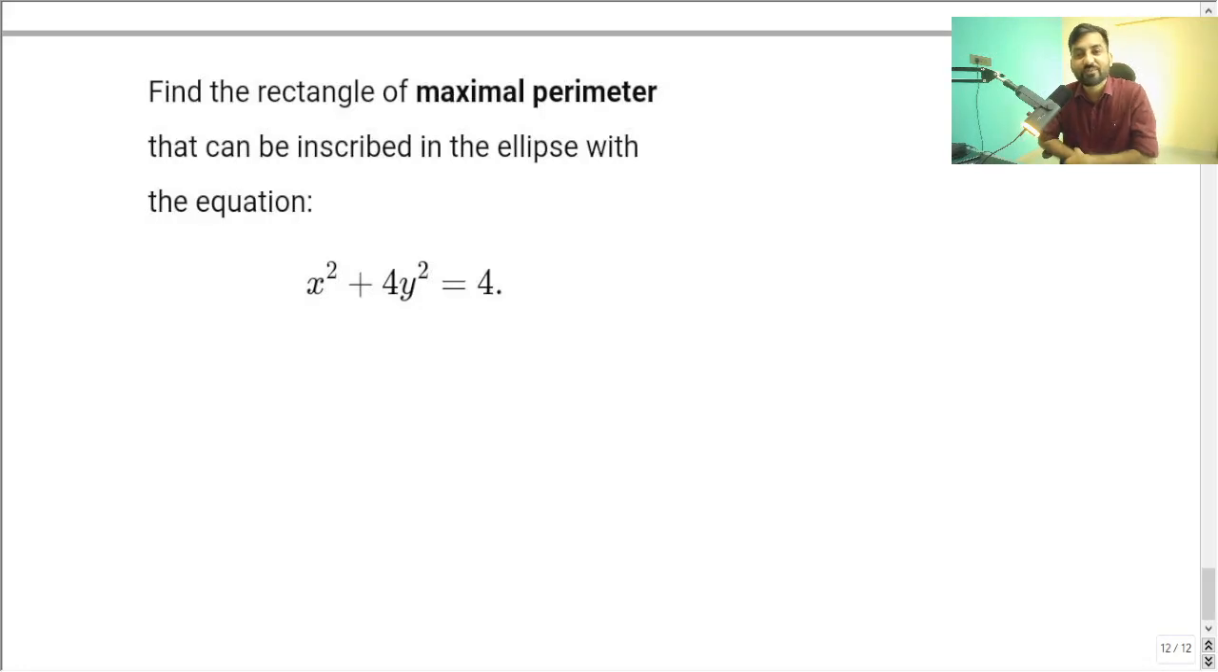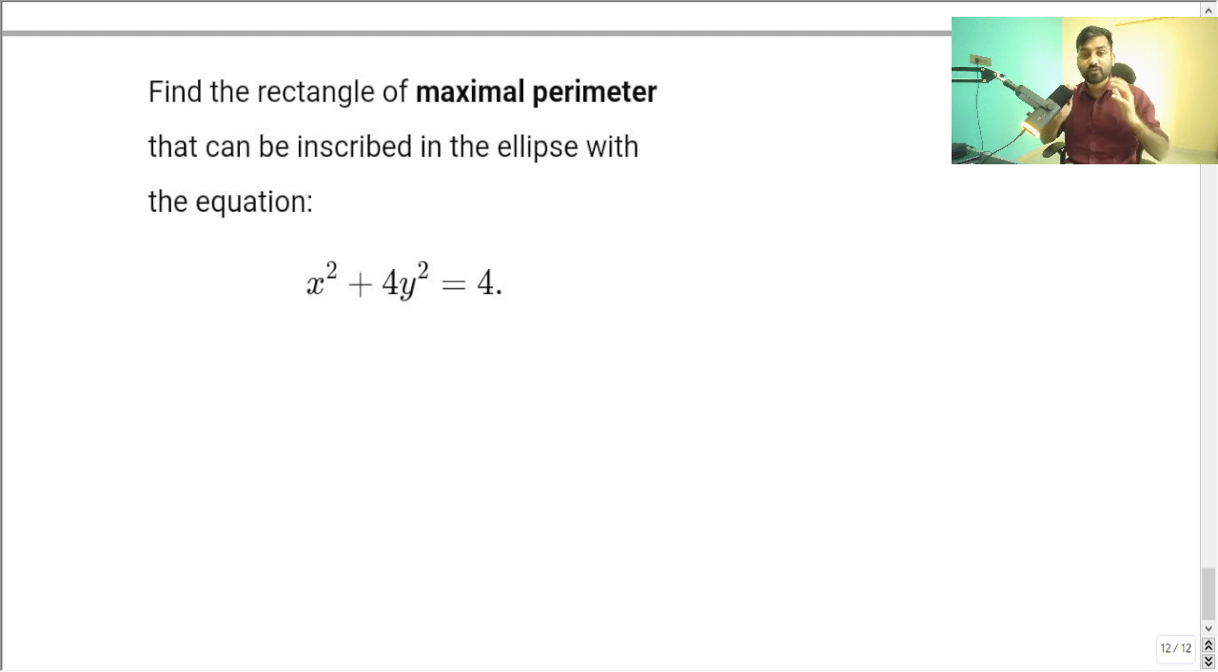Okay. So this is a problem. Find the rectangle of maximal perimeter that can be inscribed in the ellipse with the equation. Okay. So this problem is a kind of optimization problem. We have to maximize the function, right? So what is our goal here is we have to maximize the perimeter. The maximum perimeter that we have to get, of the rectangle.